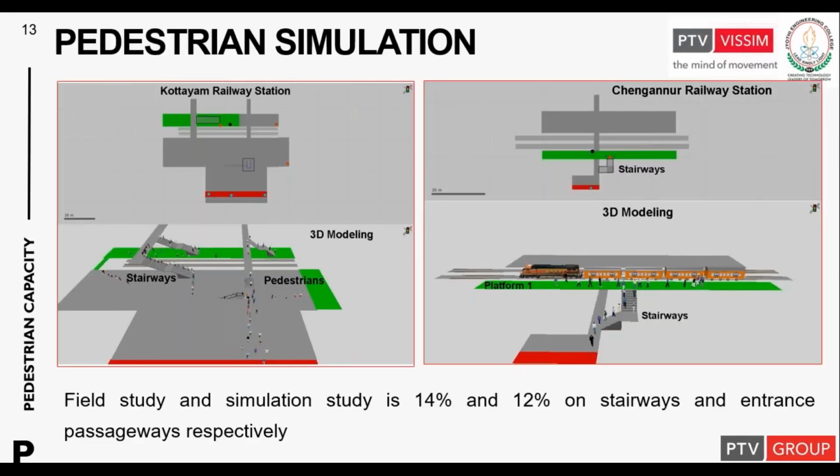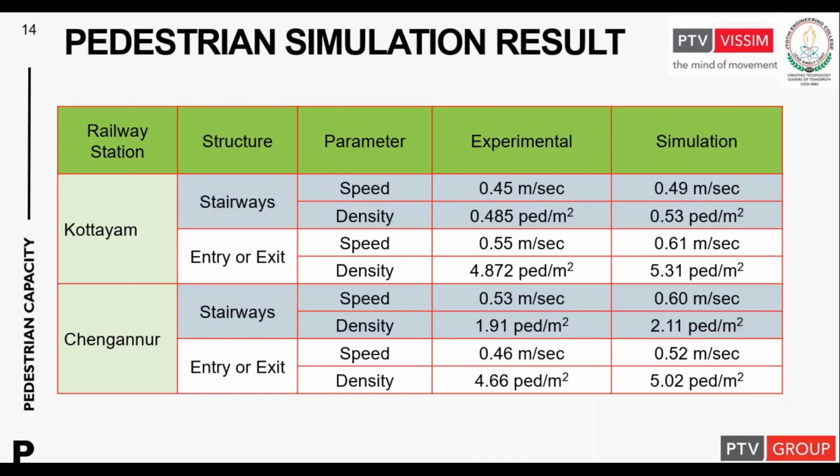Based on that, the two railway stations are simulated for pedestrian movement using the Vissim software, with the input data of total volumes and average speed of the pedestrians. The result shows a difference between the field study and the simulation study of 14 to 12%, with variation in the values on the stairways and the entrance of the passageways respectively. These are the results I got from the simulation and the experimental field study for the stairways and the entry and exit, for speed and density.